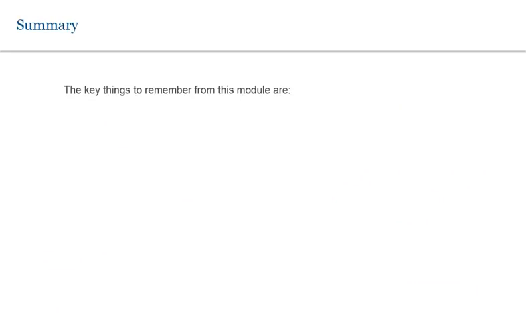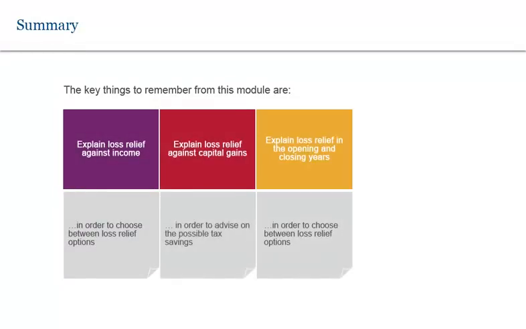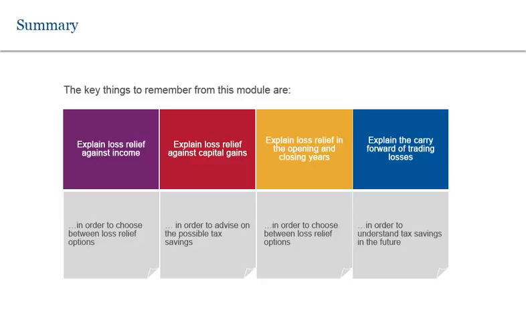The key things to remember from this module are that there are a variety of loss relief options, including particular carryback options in opening and closing years. In addition, losses may be set against gains in certain circumstances, and as a default, carried forward losses will be set against future trading profits. This will all result in savings of income tax and capital gains tax in current years, future years, previous years, so it makes for an interesting exercise in determining the correct loss relief option choice.